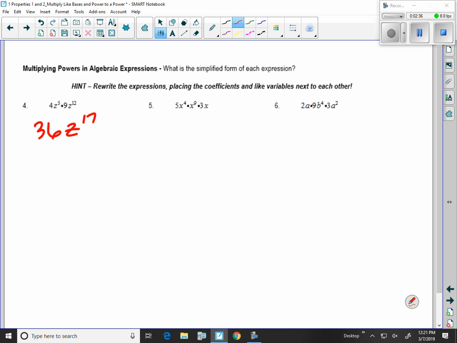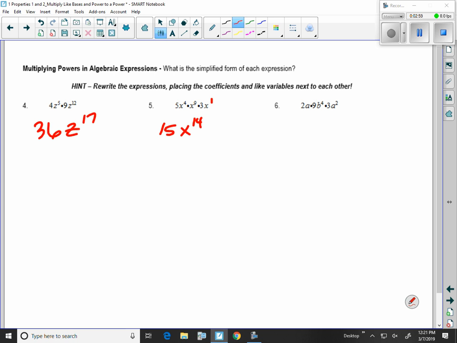All right, number 5, what number is going to be out front? 15. And my exponent? 14. 9 and 4 is 13, and then 1, so x to the 14. So if you see x by itself, or a, or whatever it is, assume 1.